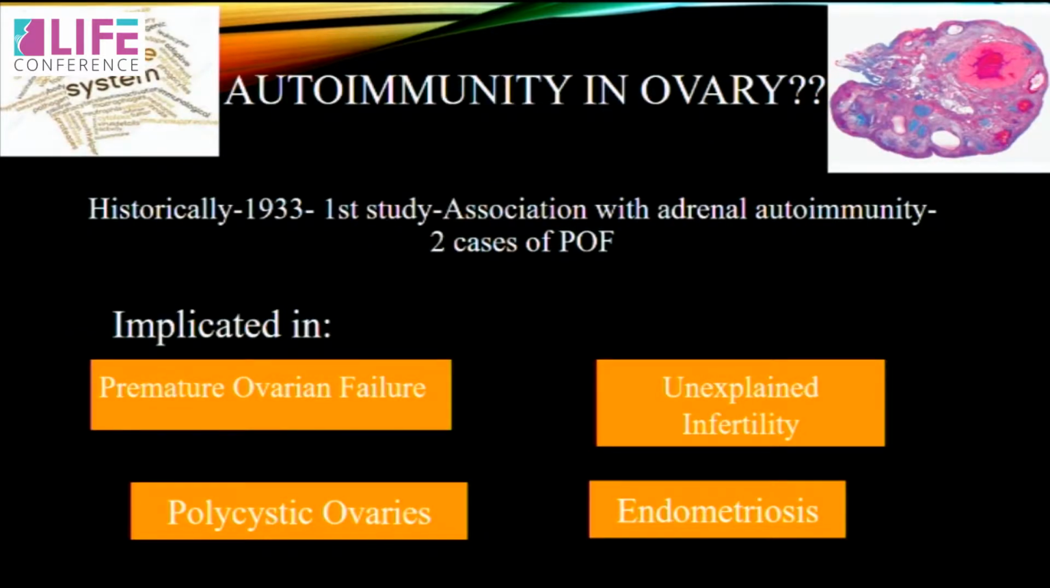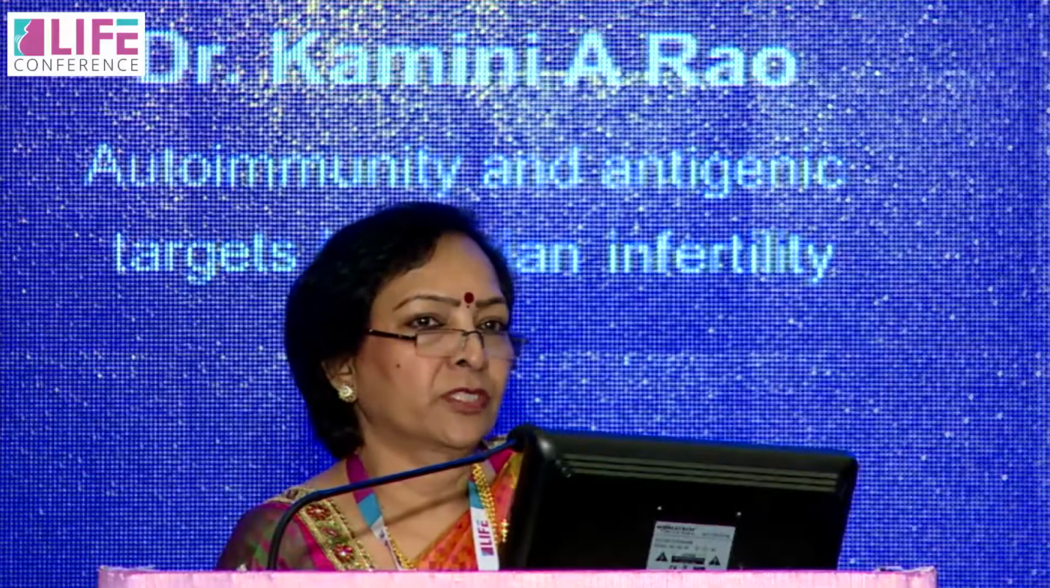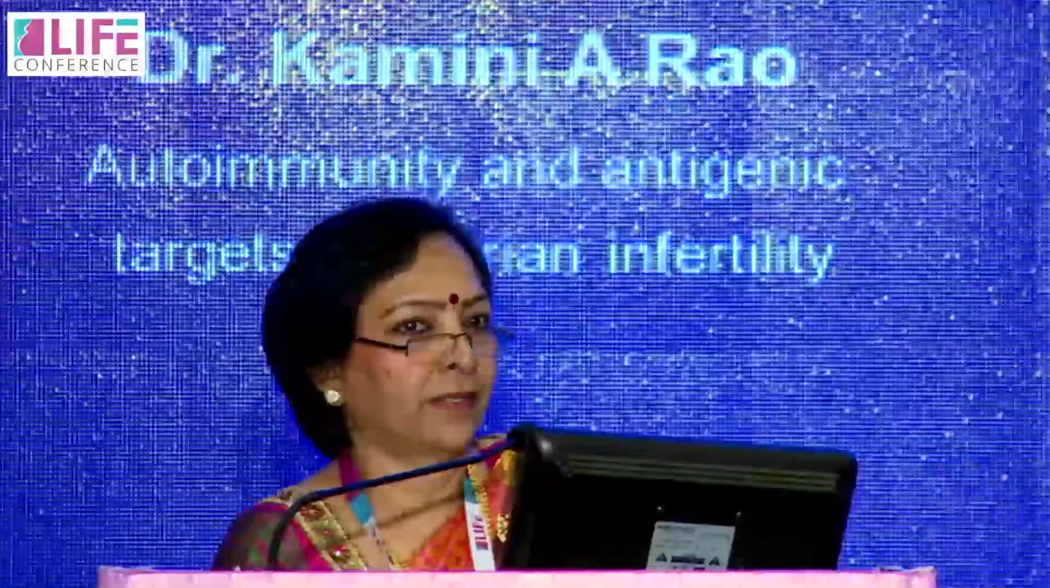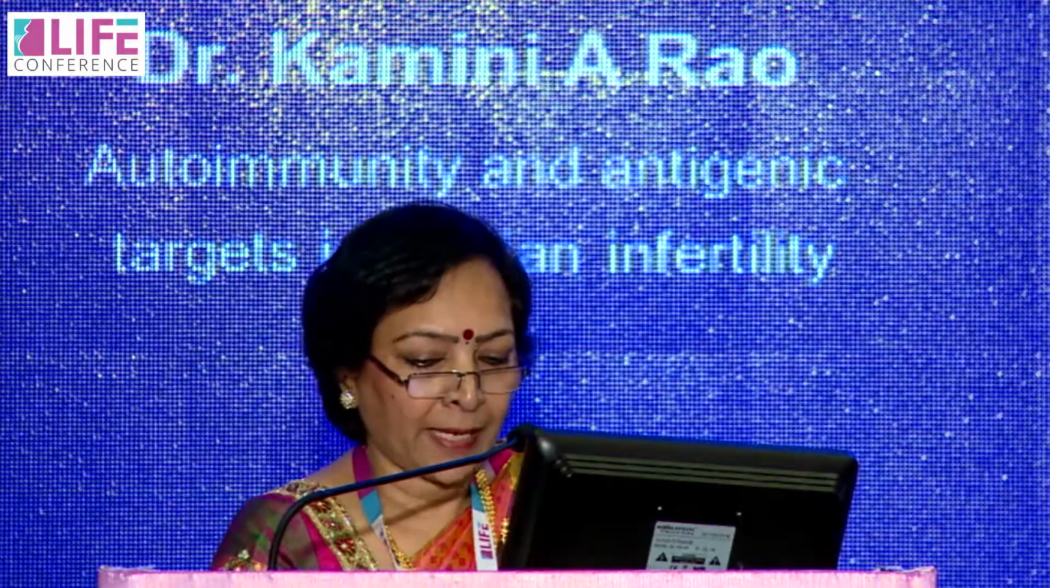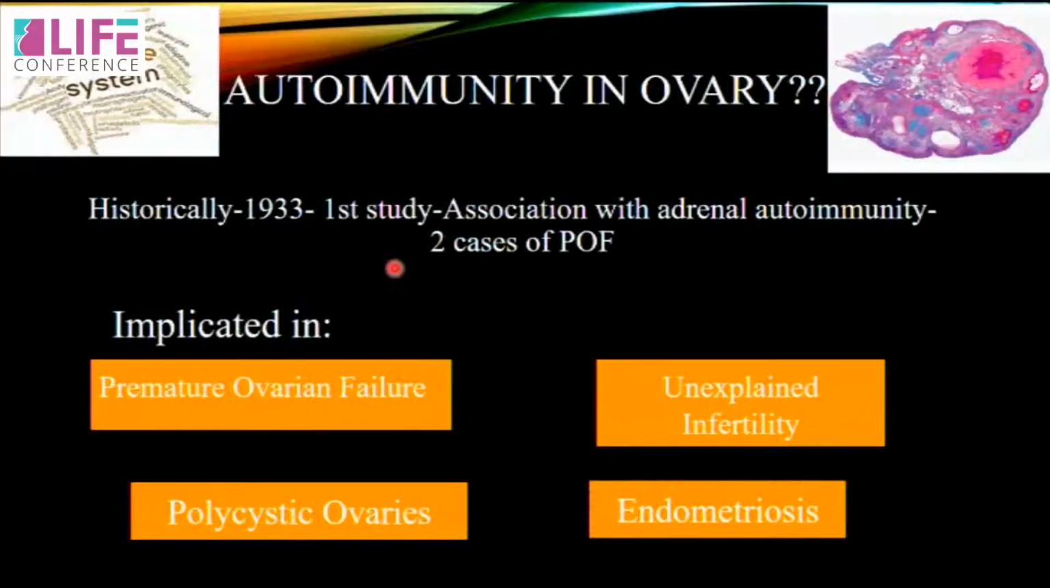So, autoimmunity in the ovary, and this is a difficult topic, and believe me, just for this lecture, I had to prepare because I really did not know much about it. Historically, way back in 1933, the first study of the association with adrenal autoimmunity, 2 cases of premature ovarian failure were recorded, and then it was implicated in premature ovarian failure, unexplained infertility, polycystic ovaries, and endometriosis.